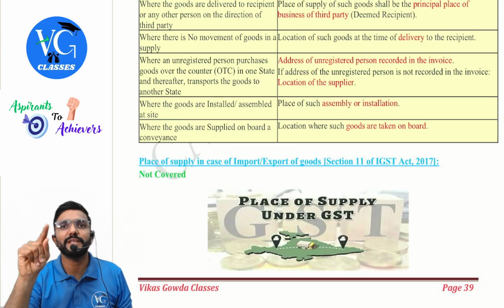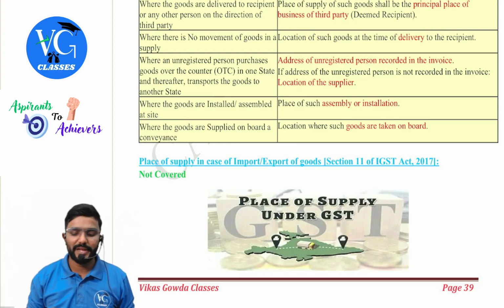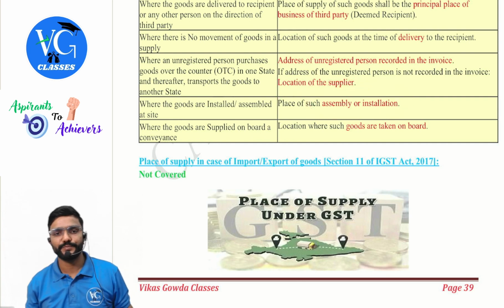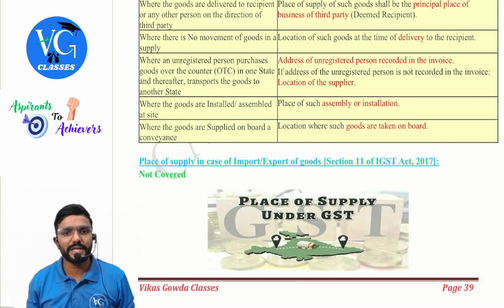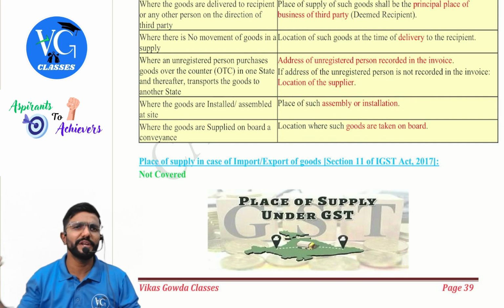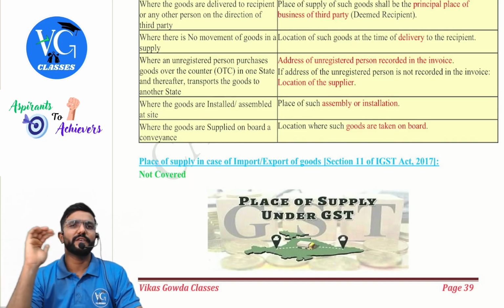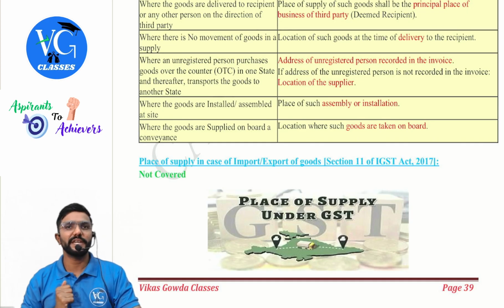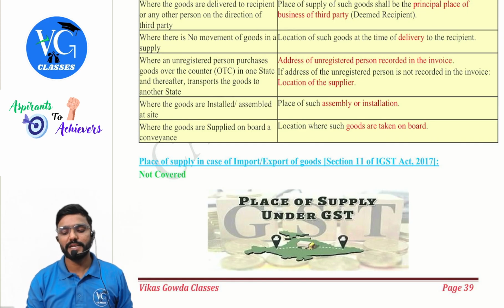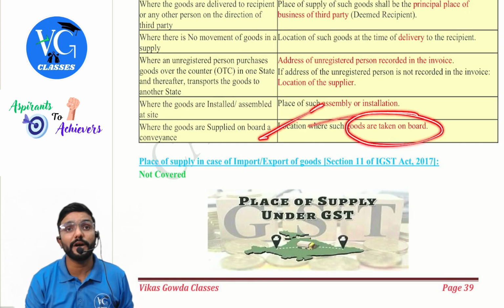So what is the place of supply? The place where it is installed, guys. Then, where the goods are supplied on board a conveyance, that is during transportation, on rail, bus, or even train. If anything is supplied on the journey, in transit, the place of supply is the location where such goods are taken on board.